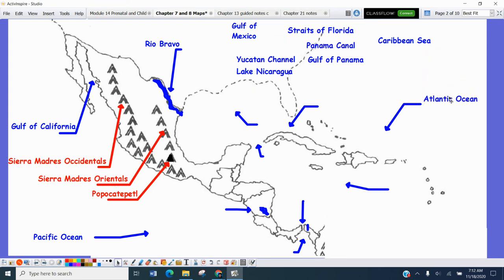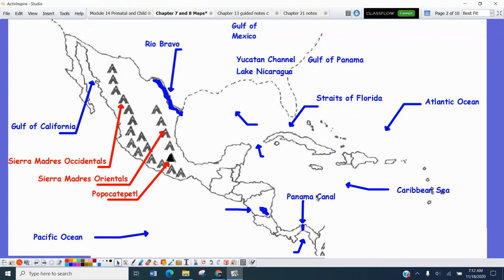All right, let's talk about other bodies of water. We've got our Atlantic Ocean. We also have our Caribbean Sea. Between the peninsula that makes up Florida and Cuba, we have the Straits of Florida. Down south here, we have our country of Panama. And so we have the man-made feature of the Panama Canal that's splitting Panama in half. And on the south end of that, down here on the bottom, we have the Gulf of Panama.